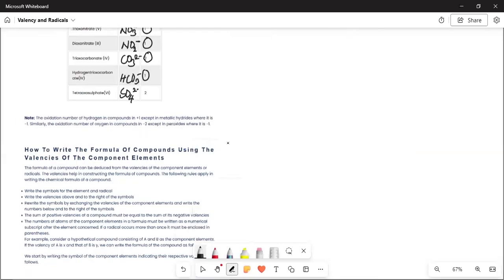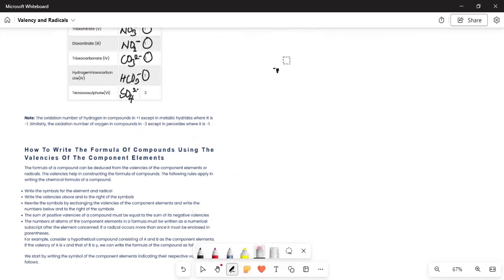Now, there are exceptions to everything. The oxidation number of hydrogen in most compounds is usually plus 1. That is hydrogen, because it has only 1 electron. This 1 electron, depending on the condition of reaction, sometimes hydrogen may give out the 1 electron. Some other time it may accept 1 electron. In most compounds, it gives out the 1 electron to become hydrogen plus, except in metallic hydrides, where it is usually negative 1, that is, it accepts an electron in metallic hydride. So that is an exception.